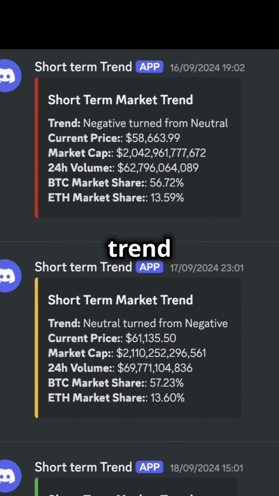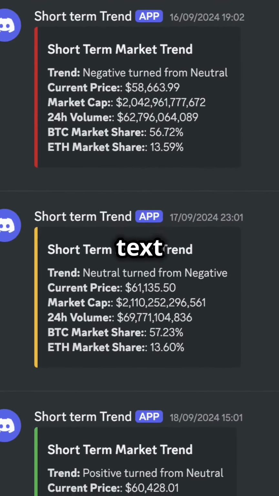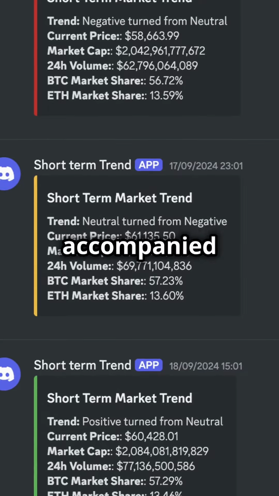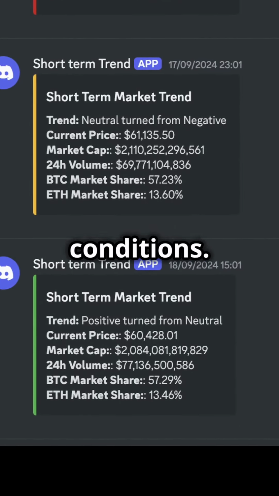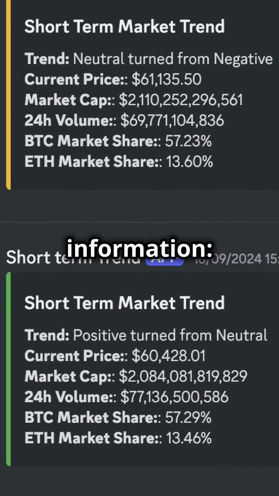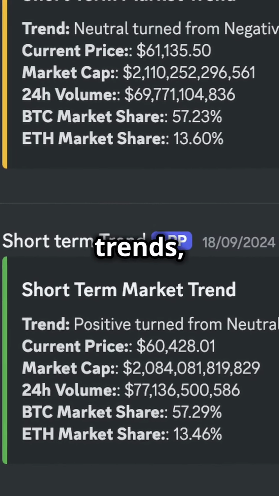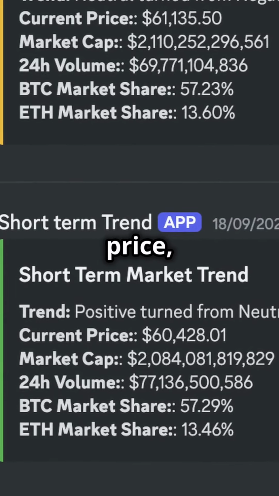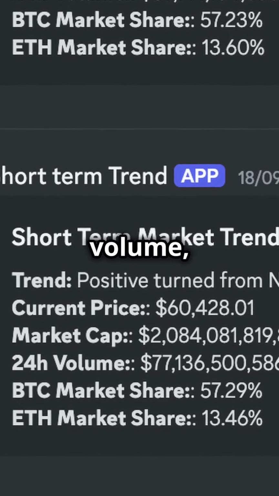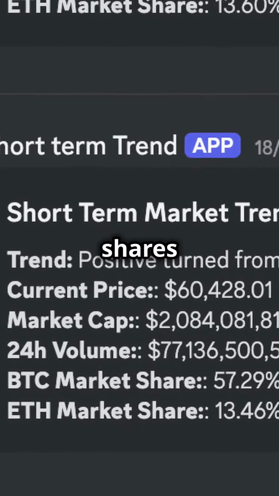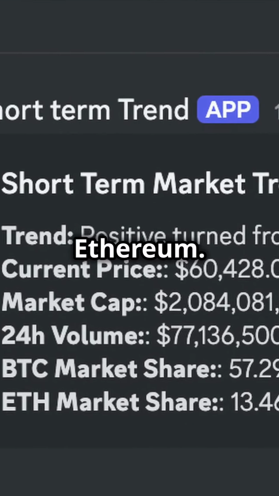The short-term trend is presented with a clear text display, accompanied by a vertical line that lights up in red, amber, or green, indicating market conditions. This display includes key information: the current and previous trends, Bitcoin's current price, market capitalization, 24-hour trading volume, and the market shares of both Bitcoin and Ethereum.